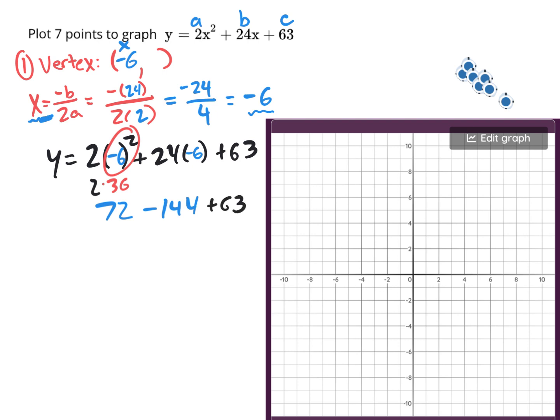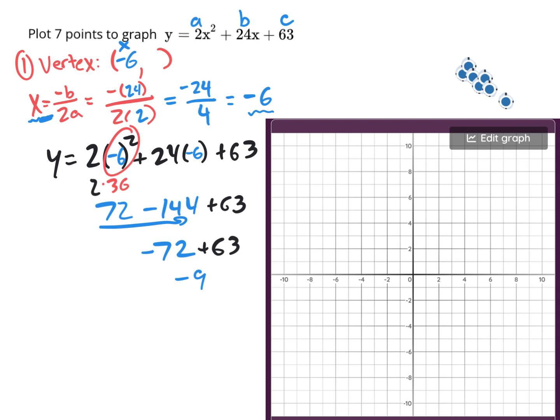And when you go from left to right, 72 take away 144, that ends up being negative 72. Okay, if you type that in a calculator, 72 take away 144, that's negative 72. And then add 63 with the calculator. So that will give you negative 9.